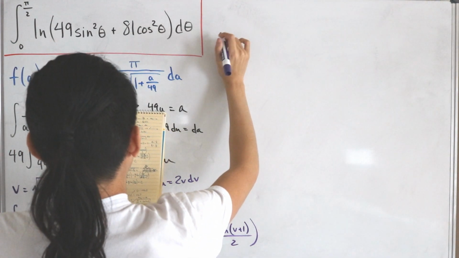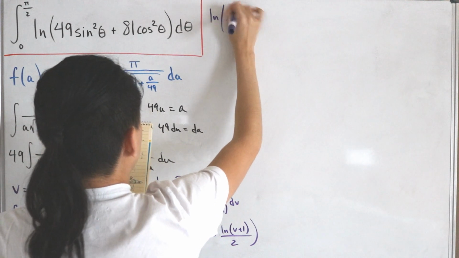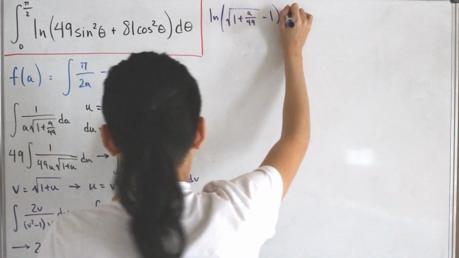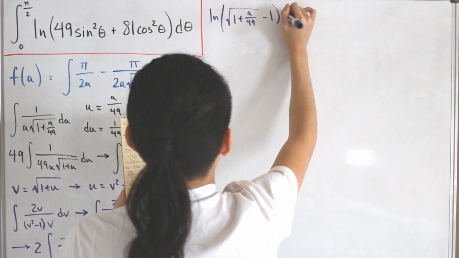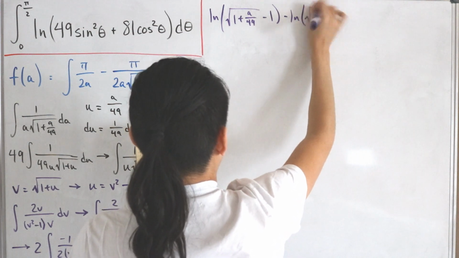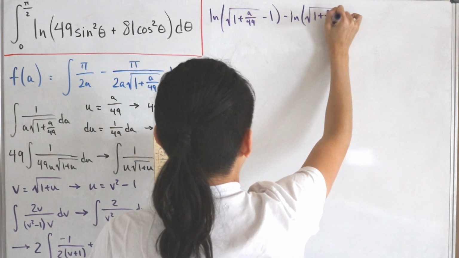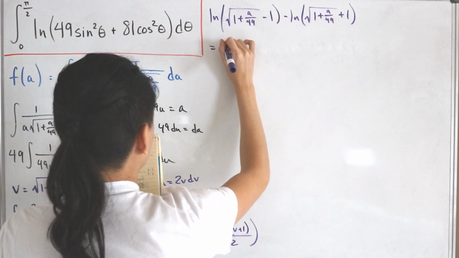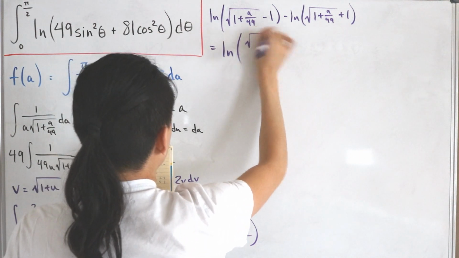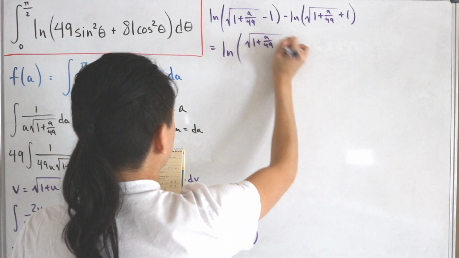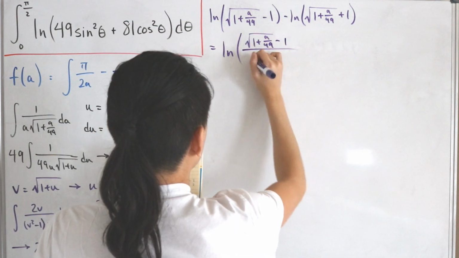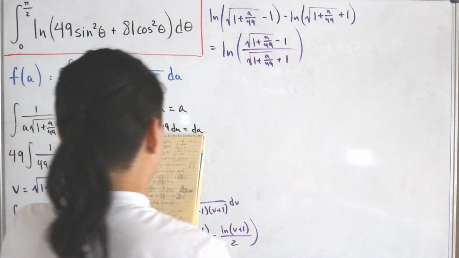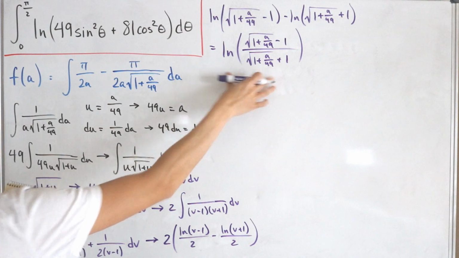This will yield us the natural log of the square root of 1 plus a divided by 49, then subtract 1, and then now we're going to subtract the natural log of the square root of 1 plus a divided by 49, and then add 1. Now if I put things together using the properties of natural log, under a single logarithm, it will yield us the square root of 1 plus a divided by 49, subtract 1 on the numerator, and then under the denominator we have the square root of 1 plus a divided by 49, and then add 1. Okay, so that's the nice generalization that we have, that this integral is going to equal this.